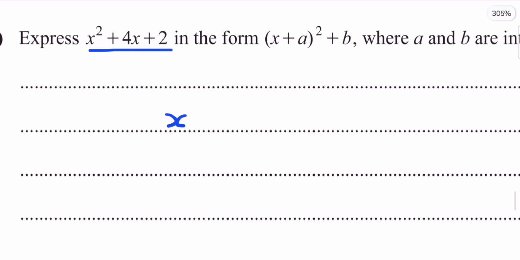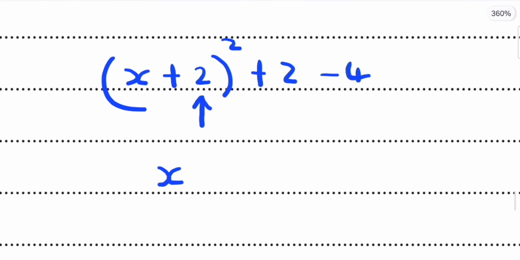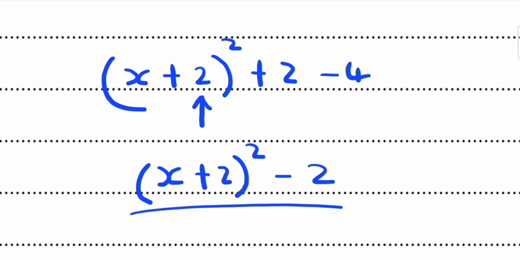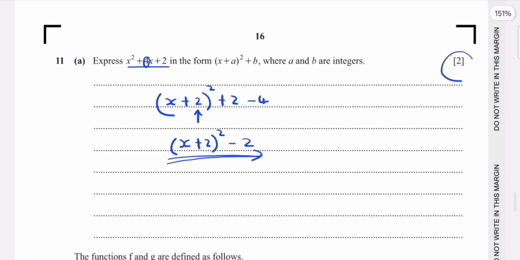So it's x plus half of this, which is 2, squared, plus 2 minus this squared, which is 4, right? And we get x plus 2 squared minus 2, right, for 2 marks.